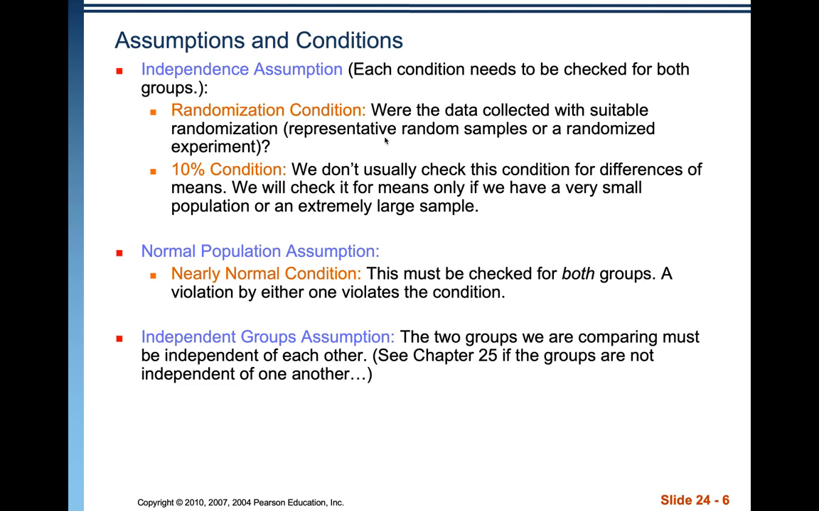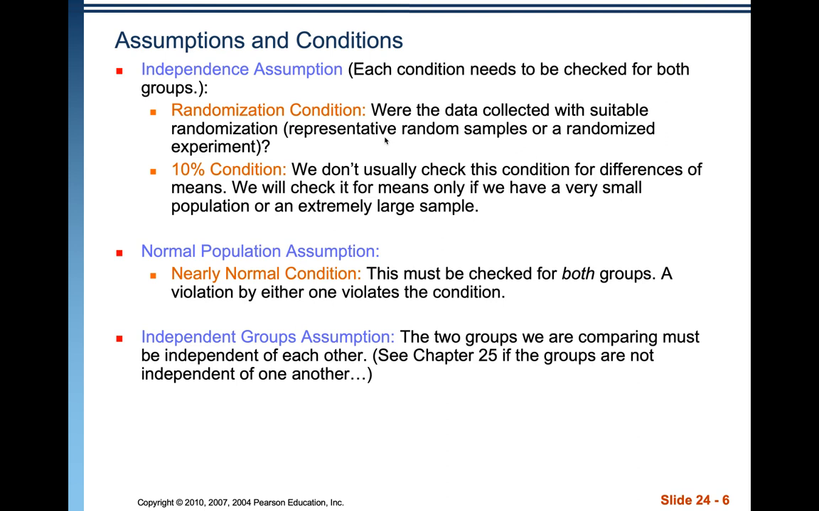All right, the 10% condition, if we had to check it, we would check it for both groups, but we usually don't check this condition for differences of means. We will check it for means only if we have a very small population or an extremely large sample.